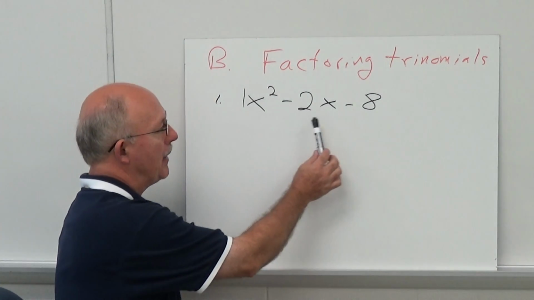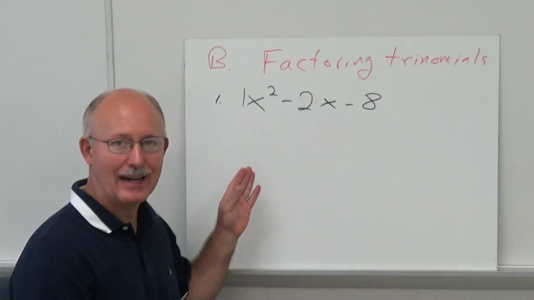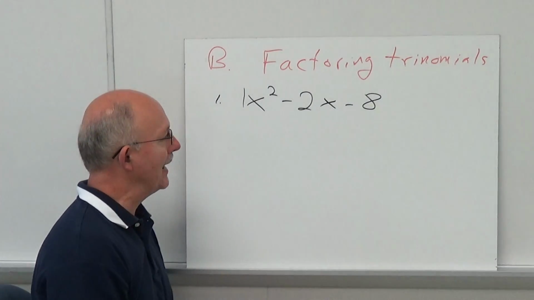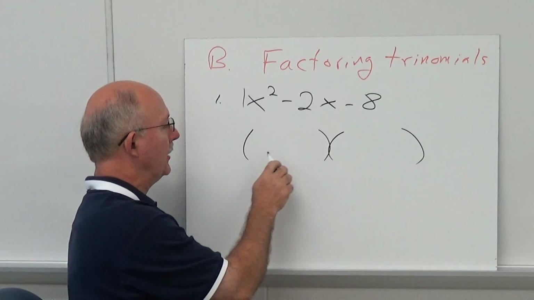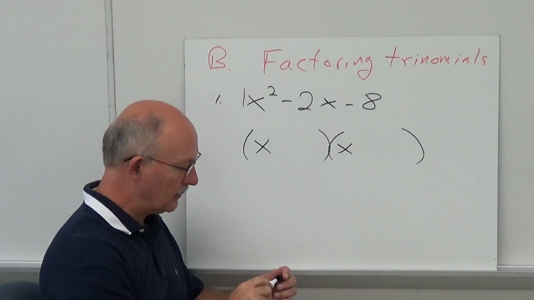Now we've got 1x squared minus 2x minus 8, a simple trinomial. There's no common factor. You always want to check for a common factor, maybe you can factor that off, but there's no common factor here. So this should factor as two binomial factors. Now x squared will factor as x and x. All right? And next, let's do our signs.